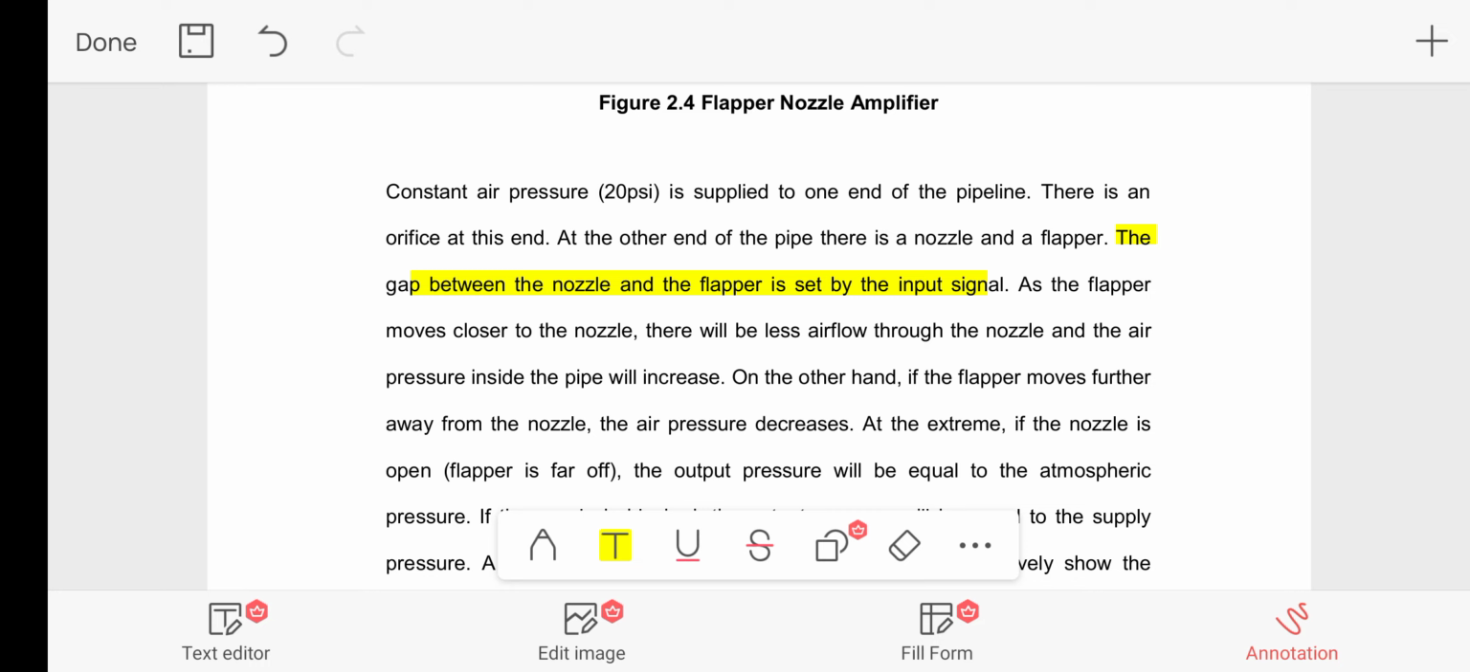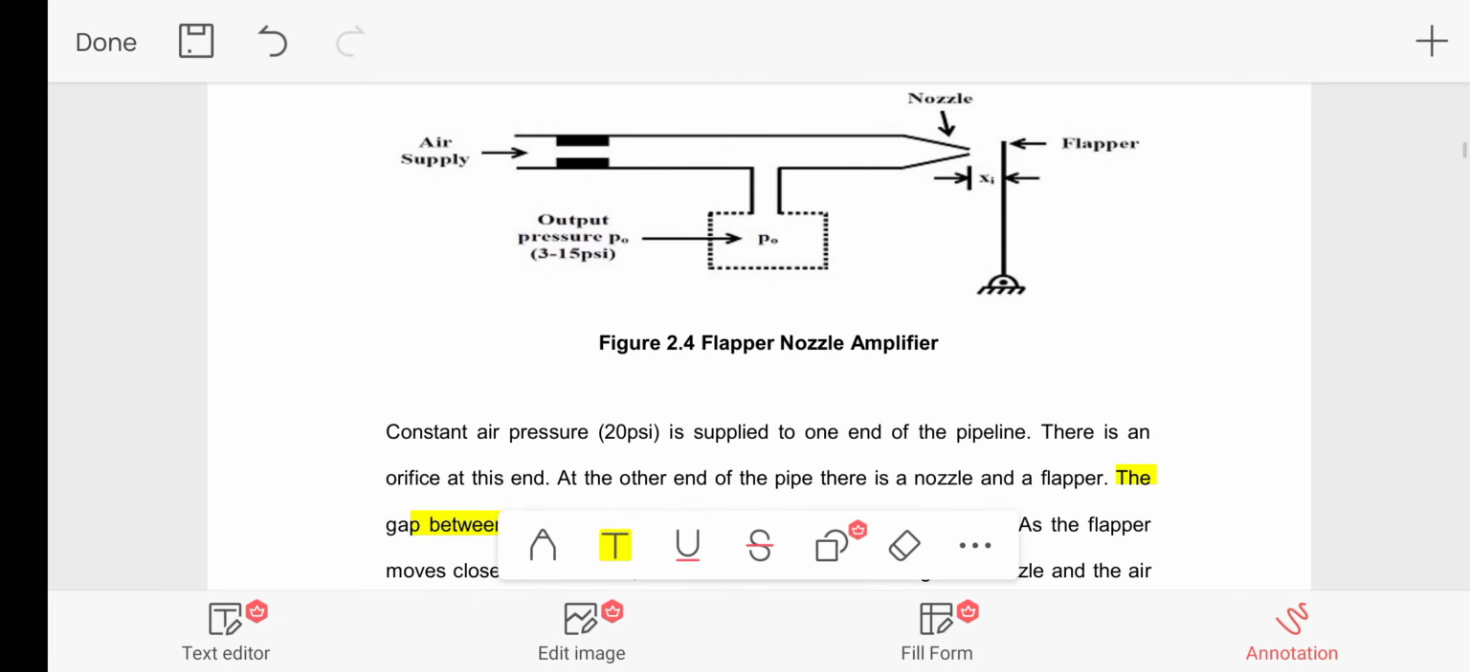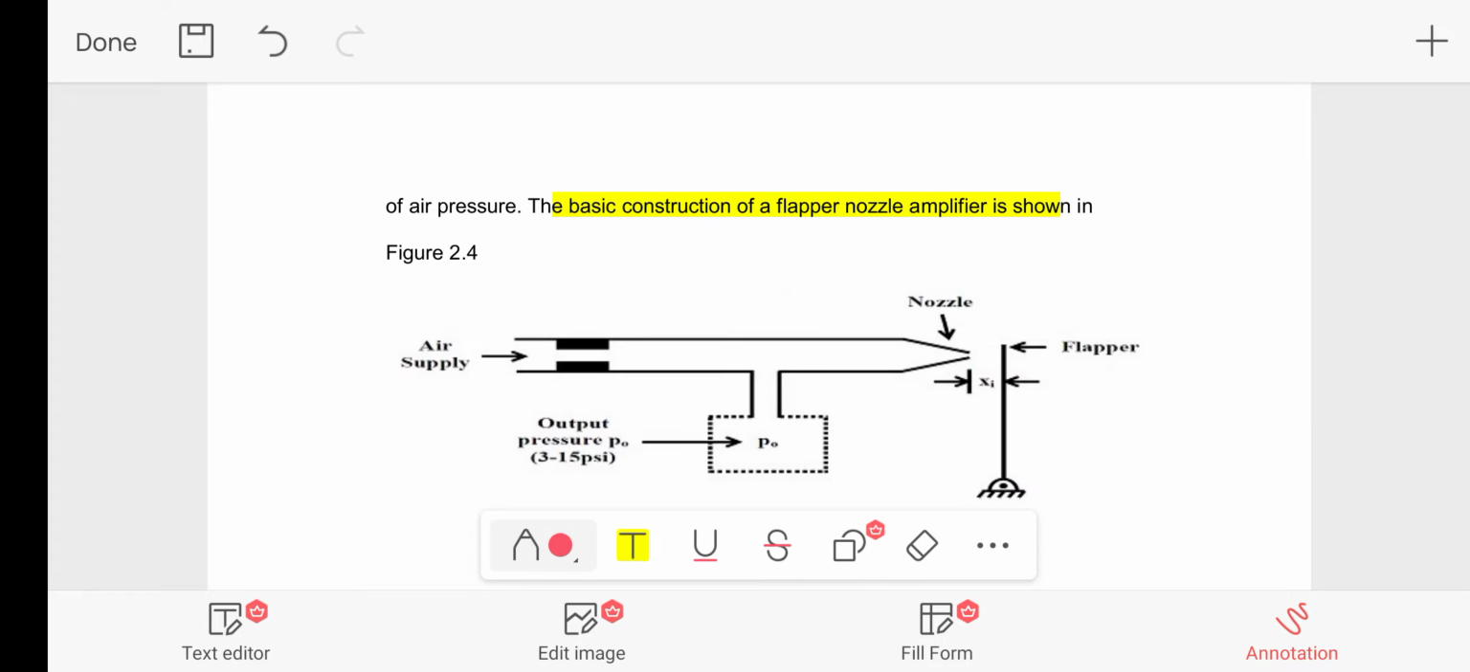As the flapper moves closer to the nozzle, there will be less air flow through the nozzle and the air pressure inside the pipeline will increase. When the flapper closes the nozzle, all the flow comes out as the output signal. So the output will be 3 to 15 psi depending on the flapper nozzle displacement.